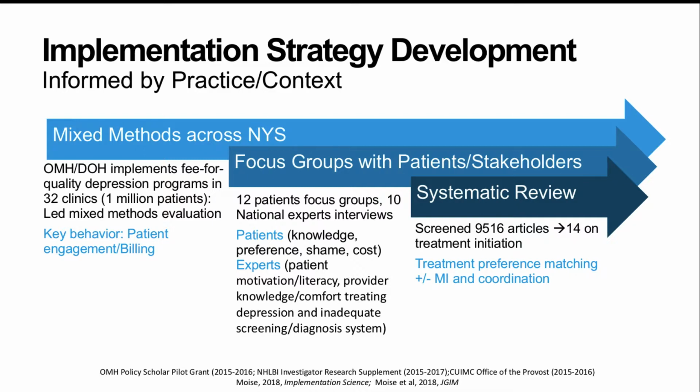And the experts allowed us to really focus on multi-level factors leading to low patient engagement, which included patient motivation and literacy, provider knowledge and comfort treating depression, and then also inadequate screening and diagnostic systems, which all contribute to low enrollment rates. Finally, our systematic review identified treatment preference matching, motivational interviewing, and coordination as key strategies for improving the uptake of depression care in primary care settings at the patient level.